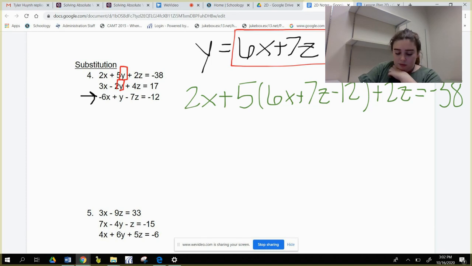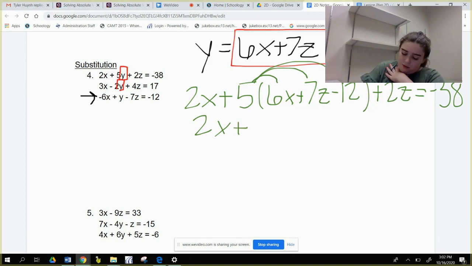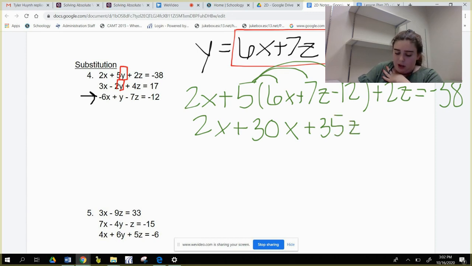So let's distribute that 5 to those three things. So we have 2x plus 30x, plus 35z, and then minus 60. And then after that, plus 2z equals -38.